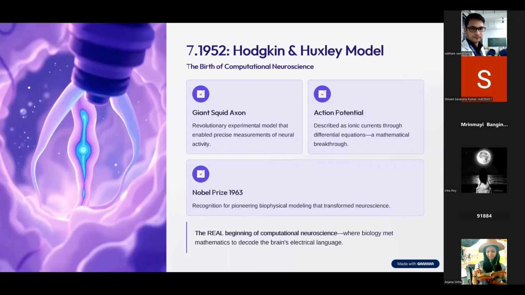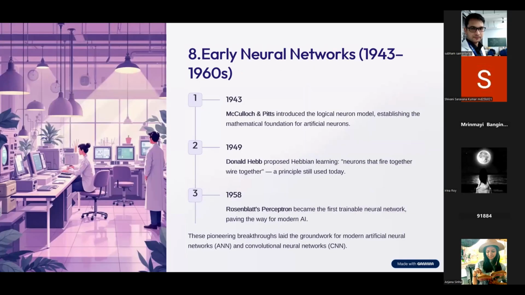So this is considered broadly the first computational neuroscience model, although there were smaller models that go way back to the late 19th century. Hodgkin actually got a Nobel Prize for their work in 1963.